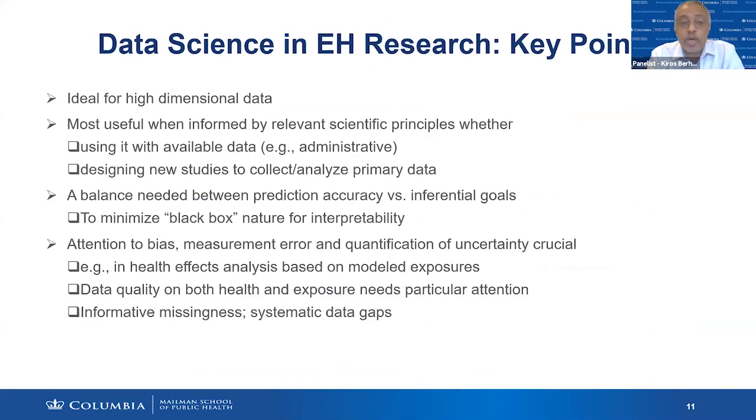So, data science in environmental health research, just to reiterate key points: it's ideal for high dimensional data, but it's most useful when informed by relevant scientific principles, whether we're using available data or designing new studies to collect or analyze primary data. There is a balance needed between prediction accuracy and inferential goals, and a need to minimize the black box nature for interpretability. You need to pay attention to bias, measurement error, and quantification of uncertainty, which is very crucial. For instance, in health effects analysis based on modeled exposures, data quality on both health and exposure needs particular attention. And we need to pay attention to informative missingness and systematic data gaps, even more so in the African setting, because data gaps are crucial, especially when you go back historically.